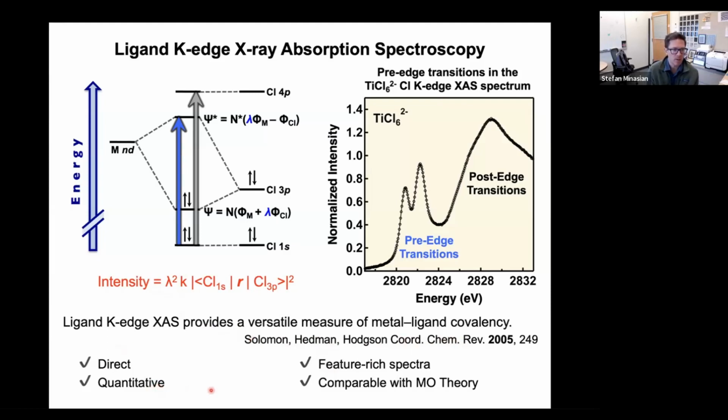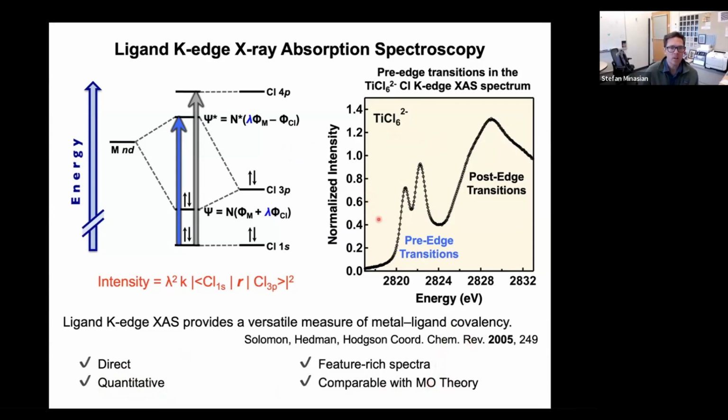I've highlighted here some advantages, I think, of using Ligand-K XAS. One is that you're probing the covalent nature of the bond really directly. You're not having to infer it based on another observation. If you do the measurements well, it can be quantitative and give you experimental orbital mixing values. It also gives you a really nice, feature-rich spectra. So if you're collaborating with theorists, this can give them a lot of data points to evaluate whether their calculations are doing a good job of matching the spectra. And also the results are directly comparable with MO theory, which is a language that's familiar to many chemists.